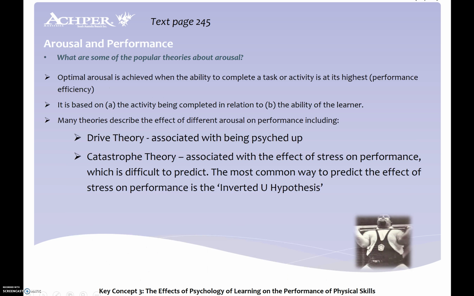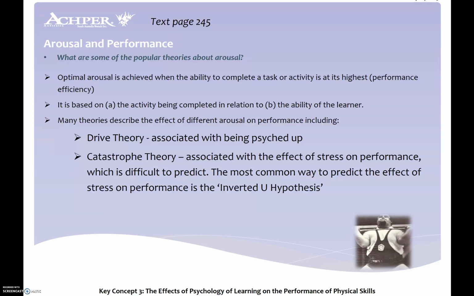The theories of arousal say optimal arousal is achieved when the ability to complete the task is at its highest. So it's based on the activity being completed in relation to the ability of the learner, and many theories describe the effect of different arousal on performance, including the drive theory, which is associated with being at a high level of arousal or psyched up. The catastrophe theory is associated with the effect of stress on performance, which is difficult to predict.